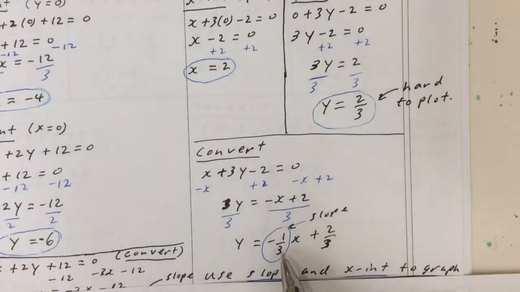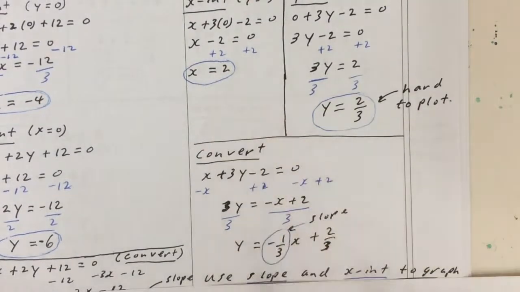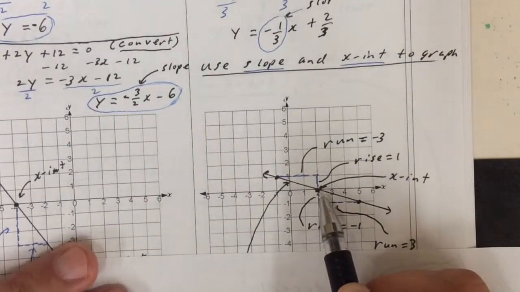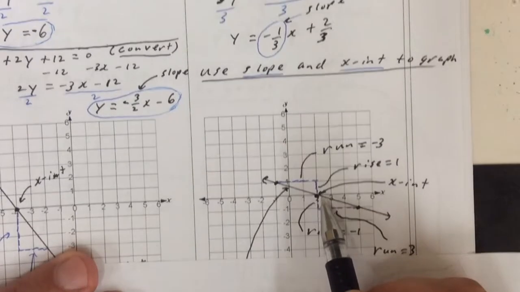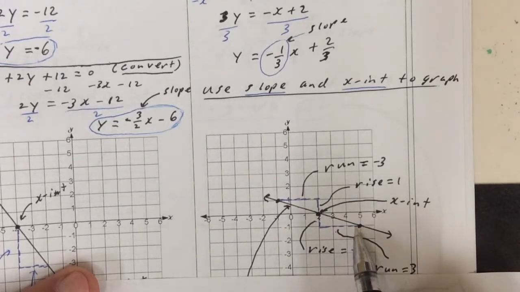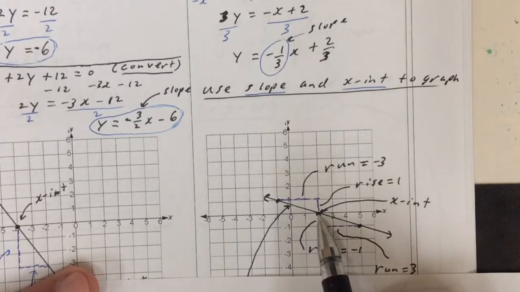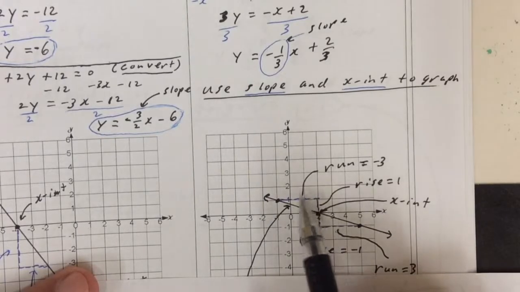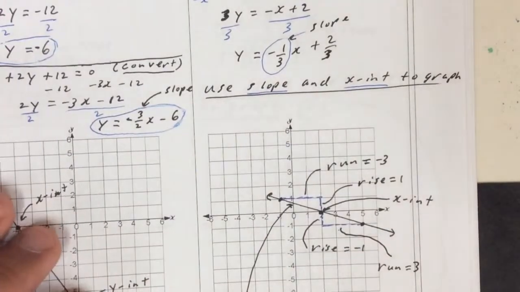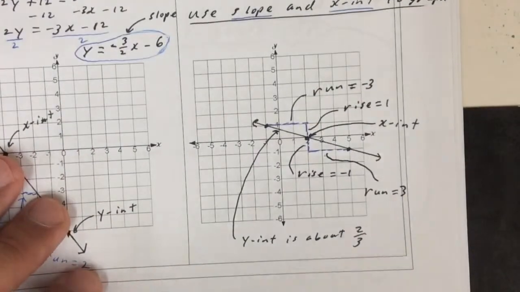But now we've got the slope and the x-intercept, and we can graph this line. So let's look at it. The x-intercept is 2, that's what we calculated, and the slope is negative 1/3. So I'm going to rise negative 1, run 3, and I got a second point. Or I can rise 1 and run negative 3, and I got another point. You can check it that way too. So that's that one.